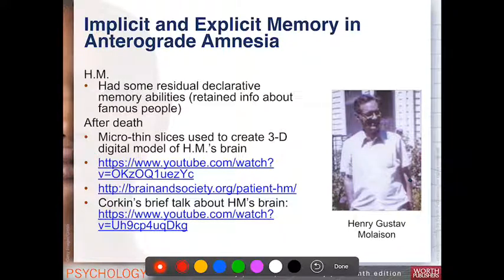You only need to watch like a couple of seconds of it before you get the point. This link here, I want to make note that this part doesn't work anymore. If you go to brainsociety.org and then click on patient HM, the link that's on there, it's a different link.